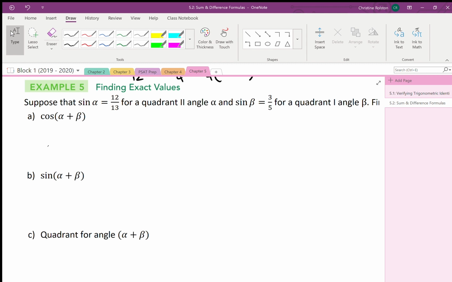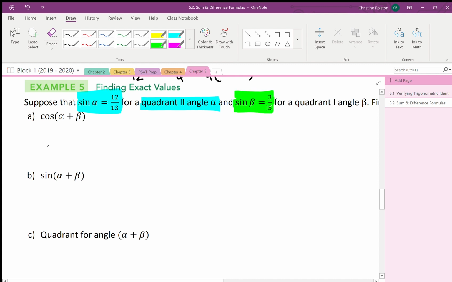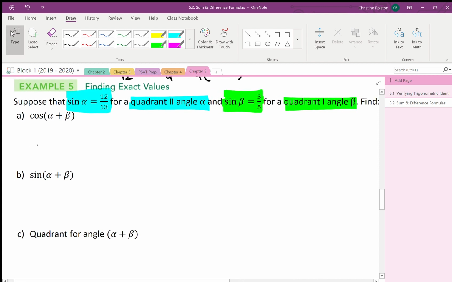So suppose that sine alpha is 12 over 13 for a quadrant 2 angle alpha. So that told me sine of alpha is 12 over 13, and the alpha angle is in quadrant 2. So it kind of helps me figure out what my signs are. And sine beta is 3/5 for a quadrant 1 angle beta. So beta's a quadrant 1 angle, alpha's a quadrant 2 angle. It says find the following things.